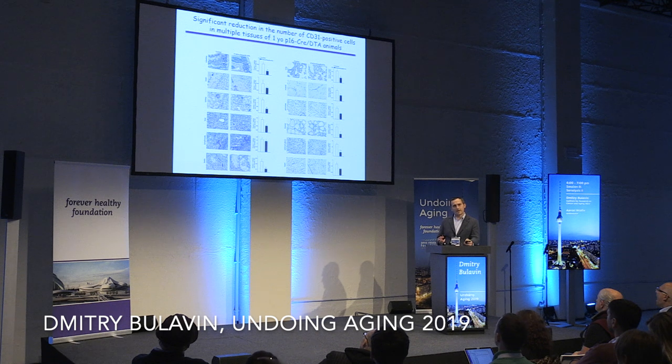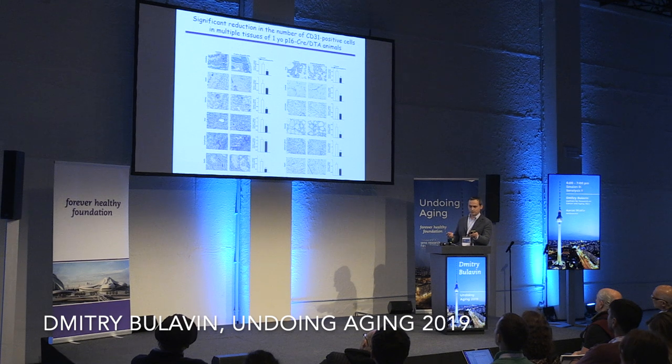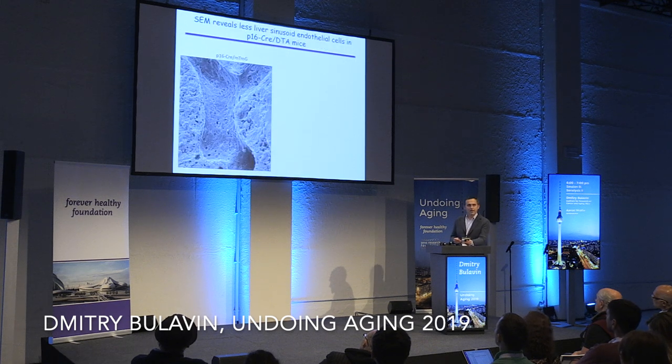So what happened is that once we remove the senescent CD31 positive cells, these cells have not been replaced with CD31 positive healthy neighbors. But the question was what they've been replaced with. So we looked in more detail in the liver, the organ where the majority of these cells were observed, using scanning electron microscopy.